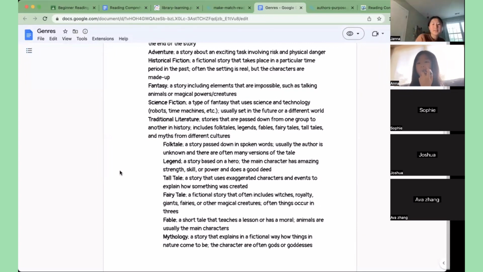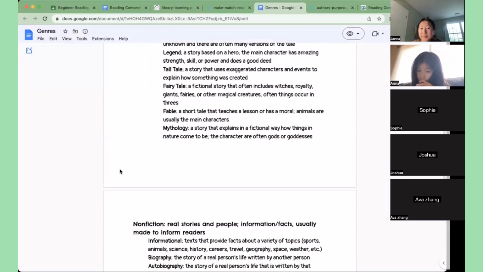Mythology is a story that explains in a fictional way, so it's fake, how things in nature have come to be. So the characters are often gods or goddesses. The most famous of these are probably the Greek myths, and the Greek gods, which we will look at.